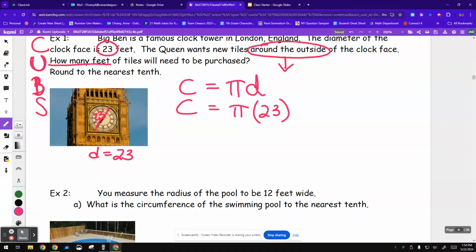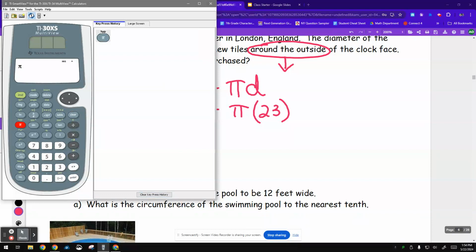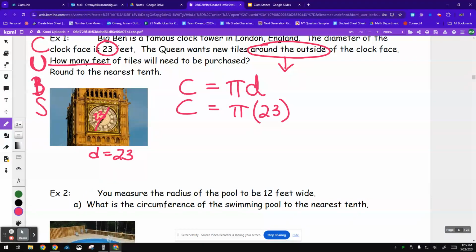Pi is a number, isn't it? So I can multiply a number times a number. I'm just going to open up my calculator here, and I'm going to type in pi times 23. You can do it too. Pi, enter, pi 23. Click that double arrow to turn it into a decimal. And we're going to round to the nearest tenth. So the circumference equals 72.3.